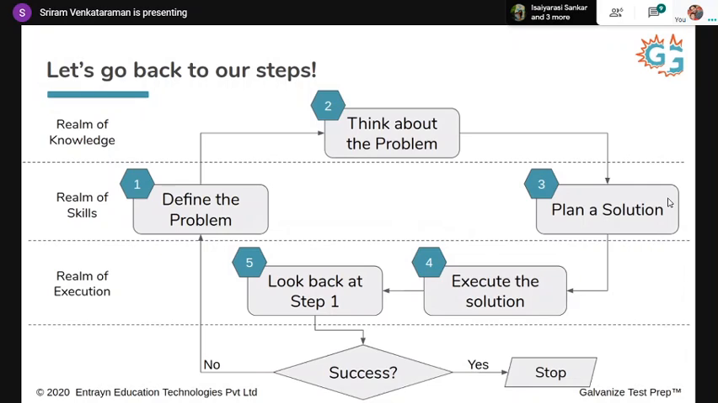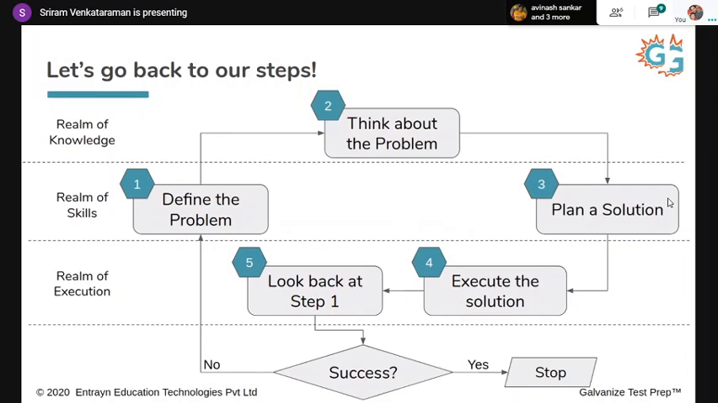Okay, so now if you were to look at the realm of skills, right? Defining the problem is a skill. Identifying a strategy for a question is another skill, right? Thinking about the problem, looking at what concepts you have, making the connection. Now that is about your background knowledge, right? So what do you already know? That's in the realm of knowledge.